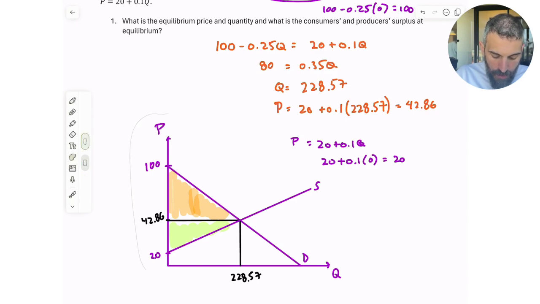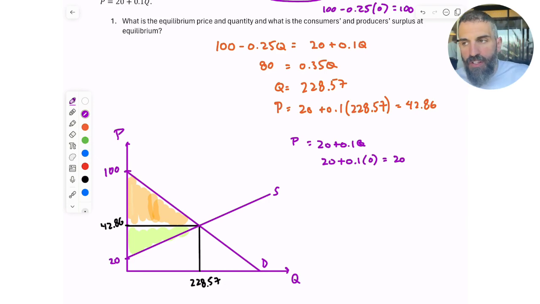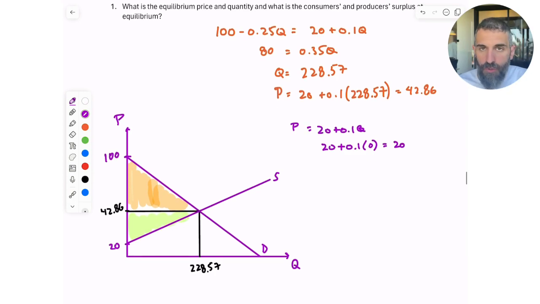So it all starts with sketching the graph correctly. It doesn't have to be, again, unless your professor is being specific about like they want everything to be to scale, in which case maybe use a ruler. This is pretty close to being to scale and gives me everything I need. Make sure you have your intercepts. Make sure you correctly calculated your equilibrium. So now the rest is geometry.